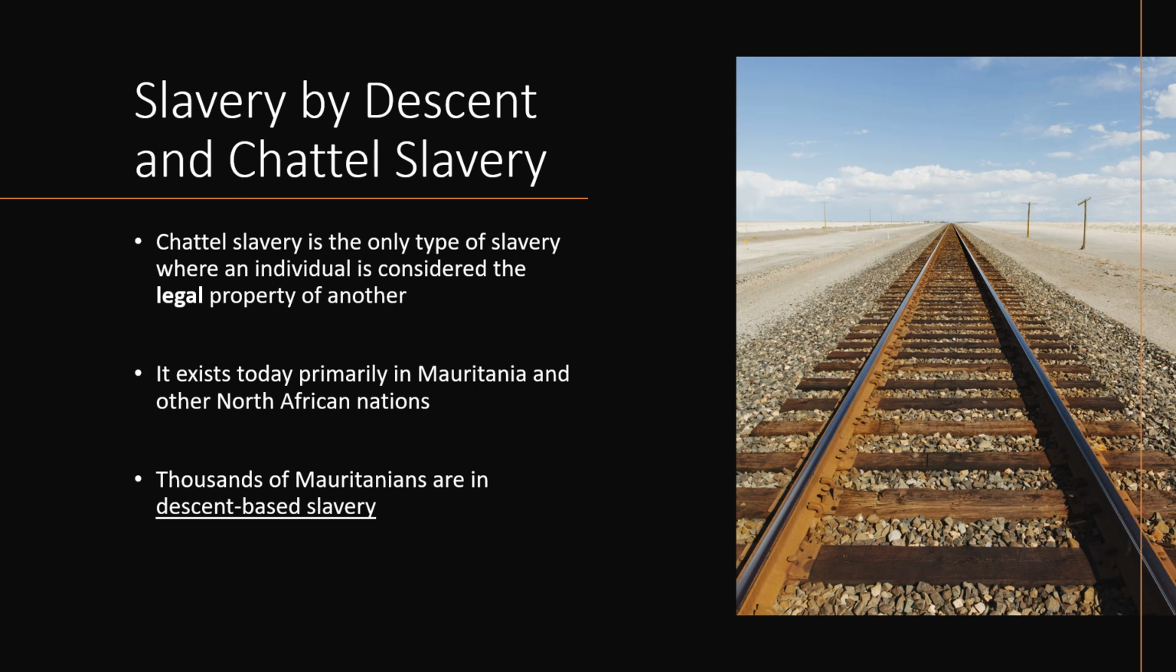The next form of slavery is slavery by descent, or what is known as chattel slavery. Chattel slavery is the only type of slavery where an individual is considered the legal property of another. And today it typically is found in Africa, specifically Mauritania.